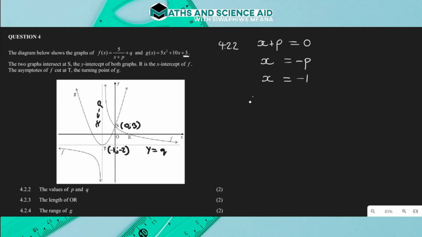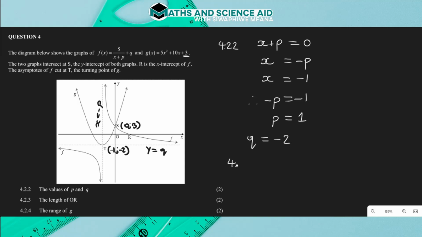And therefore, this means that negative p is equal to negative 1, which then means that p is equal to 1. So this is one of the ways in which you can work this out. And now for q, q is straightforward. The value of q will simply be equal to the y coordinate of t. So it will be equal to negative 2.